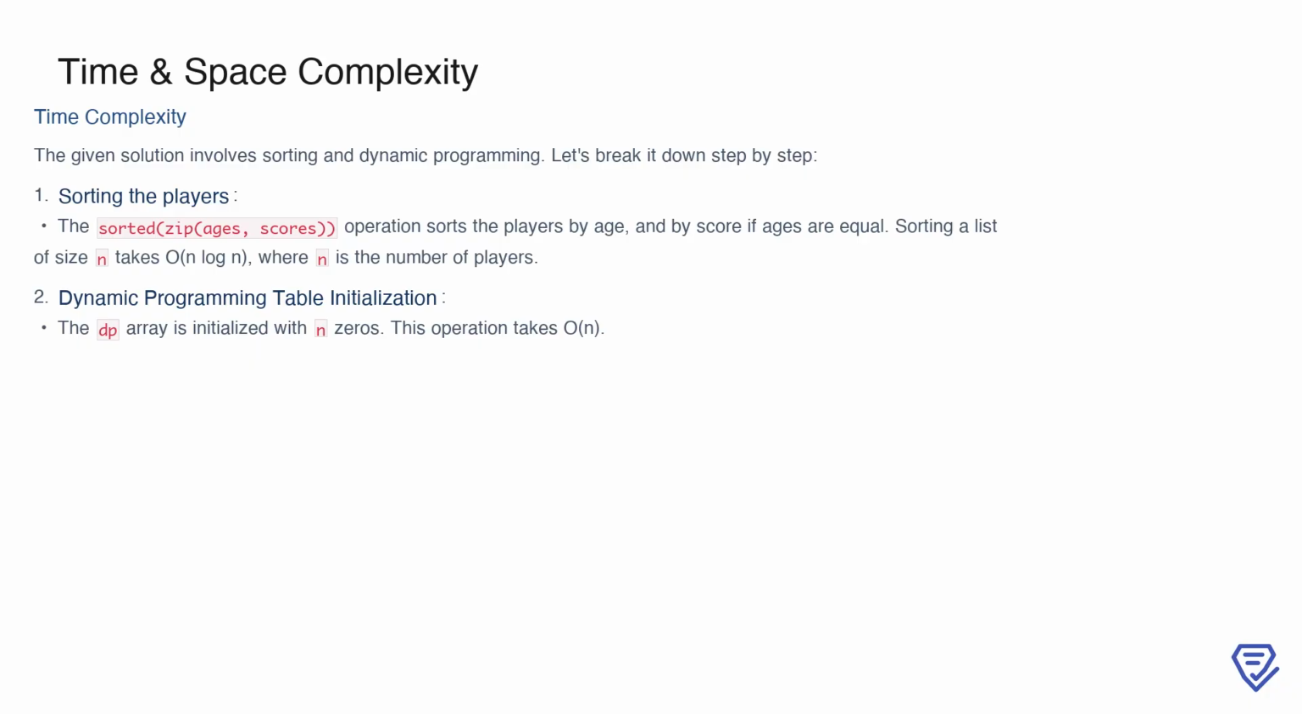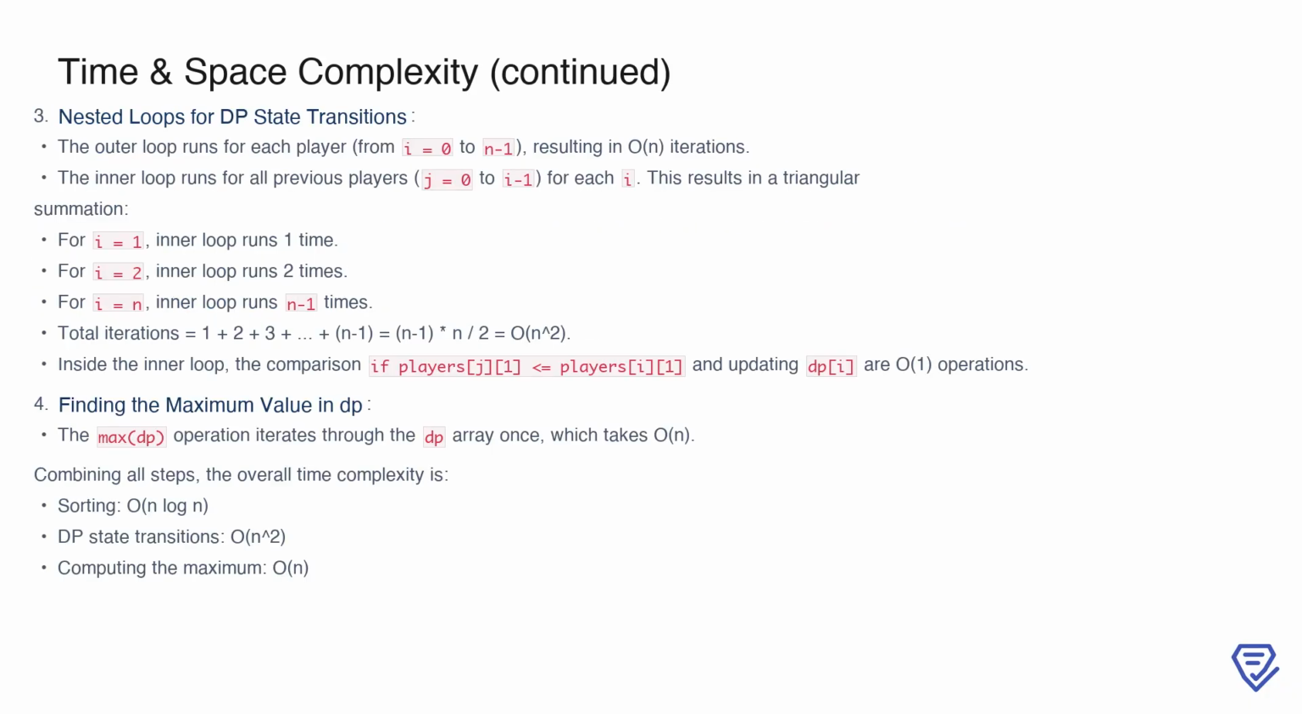Next, we delve into the nested loops that handle the state transitions in dynamic programming. The outer loop iterates through each player from index i equals 0 to i equals n-1, giving us O(n) iterations. For each player, there's an inner loop that goes through all prior players, from j equals 0 to j equals i-1. This results in a triangular summation of iterations across all players, which simplifies to (n-1) * n/2, or O(n squared), in asymptotic terms.